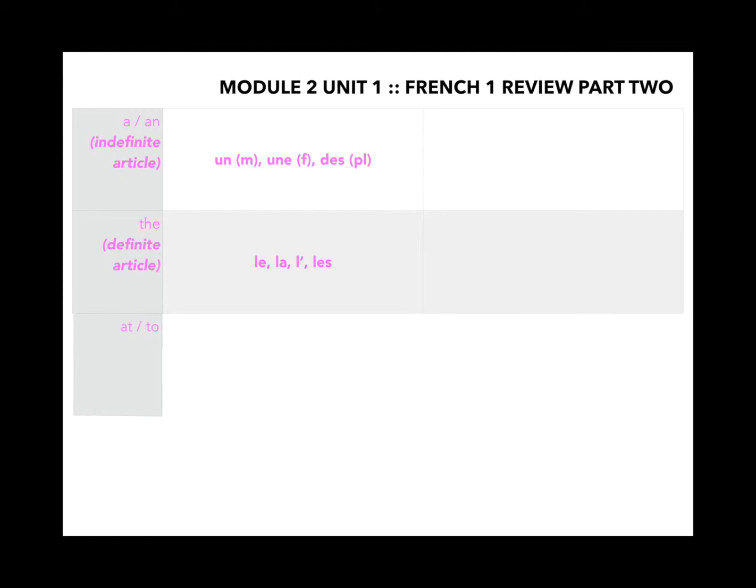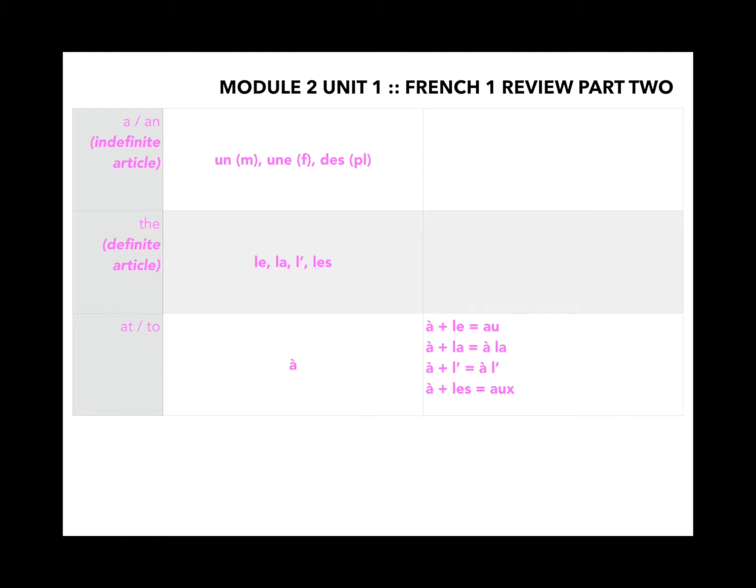The next is at or to. The French only have one word that means at and to. Okay, we've got 2 words. You need to remember from last year how at or to contracts with the ways to say the. So remember, we've got le, la, l', and les. And every time we have at the or to the, we have to contract in French.